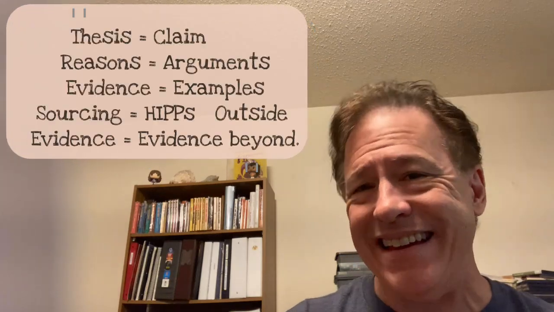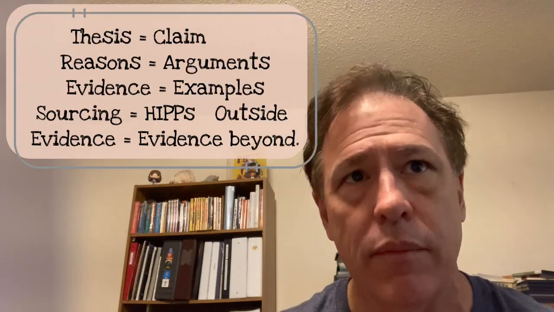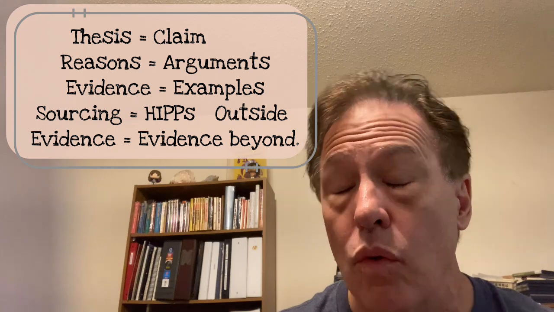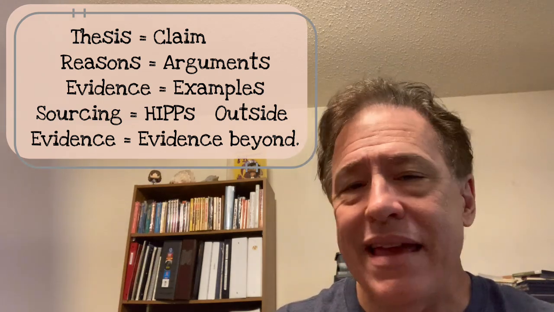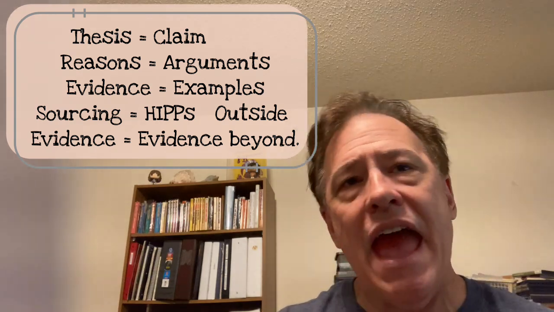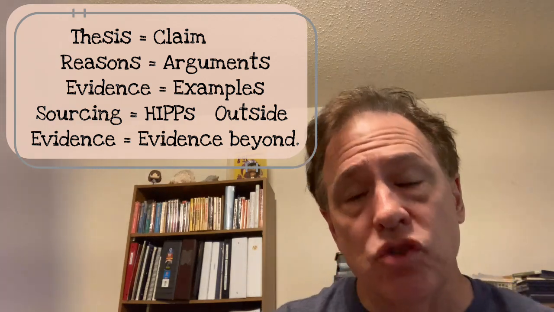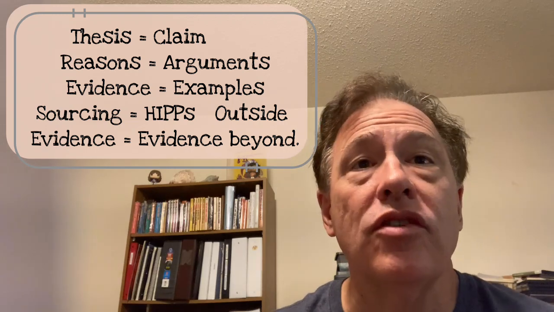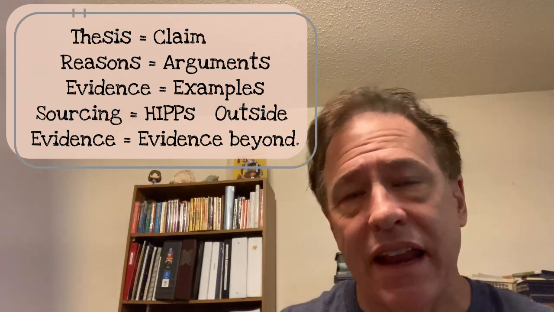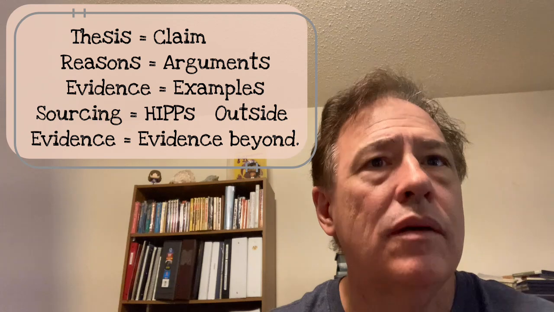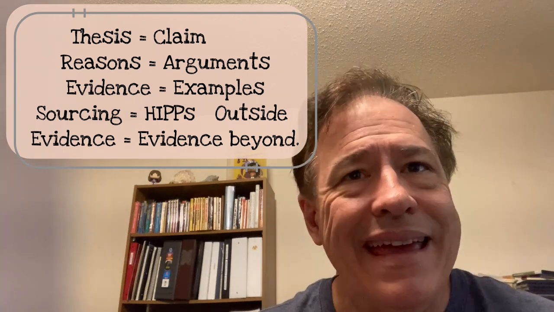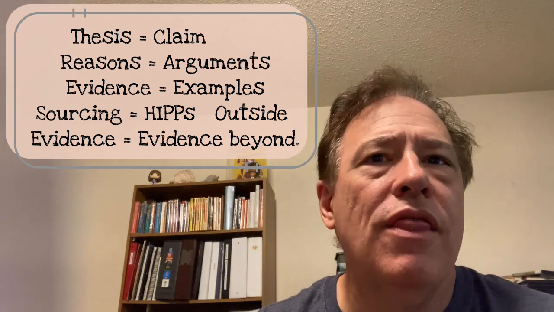So, in summary, what do we have? Thesis and claim mean the exact same thing. Reason and argument, or reasoning and argumentation, mean the exact same thing. Evidence and examples are essentially the same thing. Sourcing and HIPs are the same thing. And outside evidence and evidence beyond the documents mean the same thing. Is it any wonder that the College Board AP History Exam DBQ rubric is so difficult to interpret?